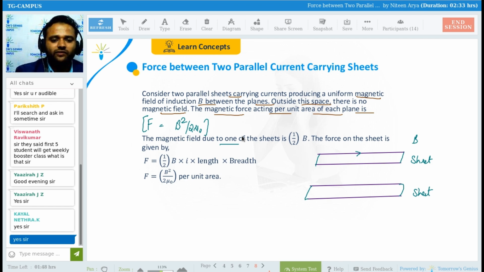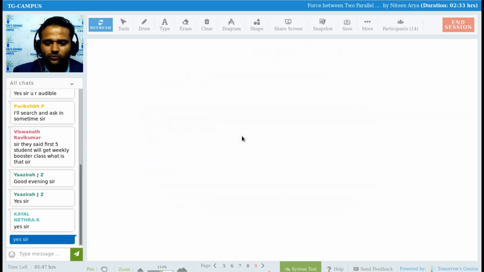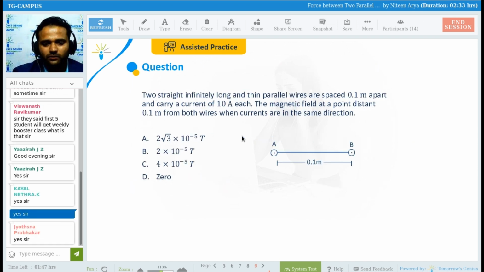The force on the sheet is given by F, which is 1 by 2 into B, then I, and simply length into breadth, because now we have a breadth also. Or you can say we have this. This is your D, and that is your length. So that is going to be, I mean, force B square upon 2 mu naught per unit area. Nothing more we are going to discuss about it. Is this clear? And they don't ask much about this. Okay. So the next thing is this. Okay, try this one.